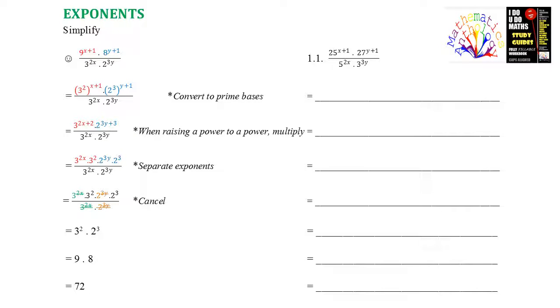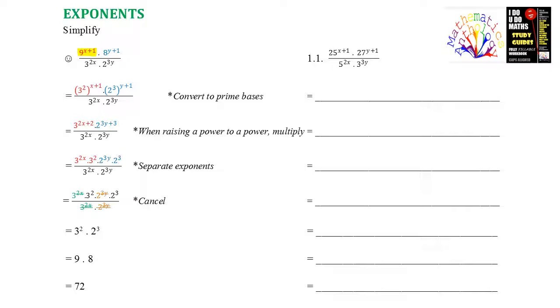Let's look at exponents, simplifying exponents. So in this case, we are given 9 to the power x plus 1 times 8 to the power of y plus 1 all over our denominator of 3 to the power 2x times 2 to the power 3y. Now, where do we start simplifying? We're going to separate each of these portions, and we're going to work with them separately.